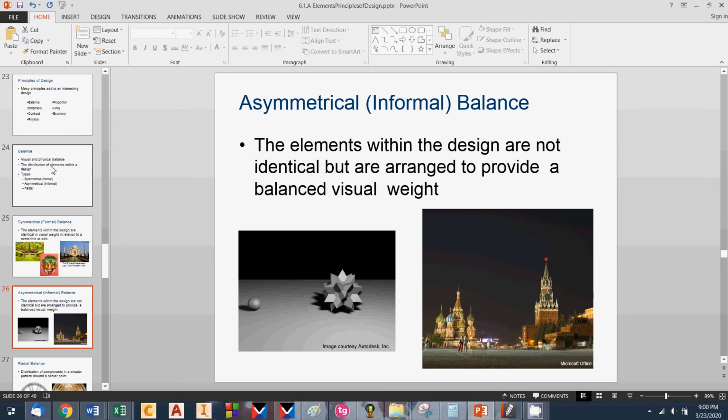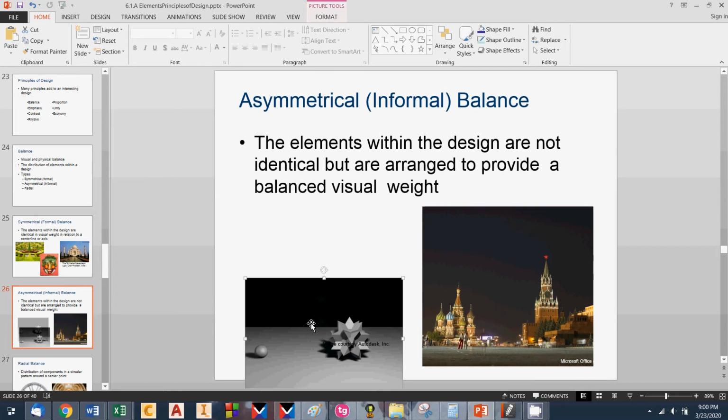Asymmetric balance means that we don't have like a line of symmetry. There's not a point where we can say everything on this side of the image is the same as that side of the image. But instead, what we have is the points of emphasis are arranged such that we don't have a particular part of the design that has all of the emphasis on it, while another part of the design is completely left on its own.